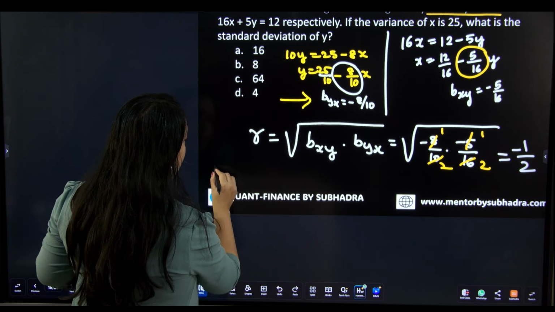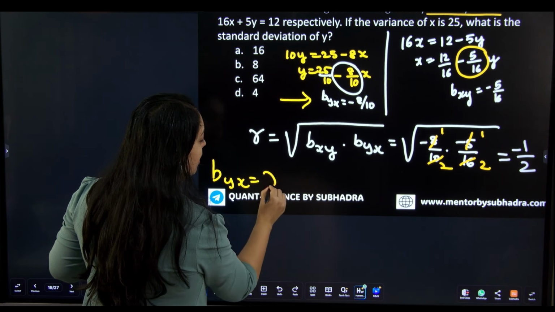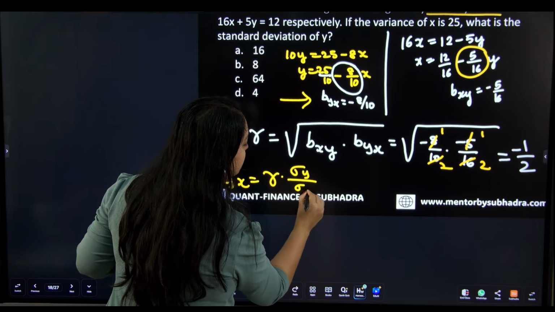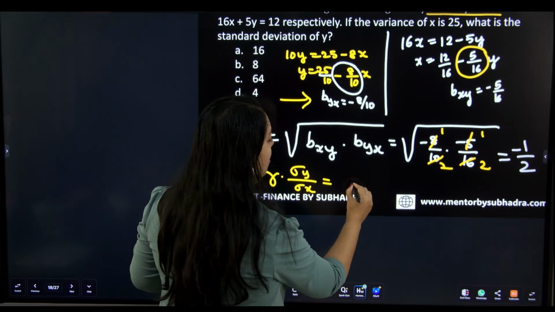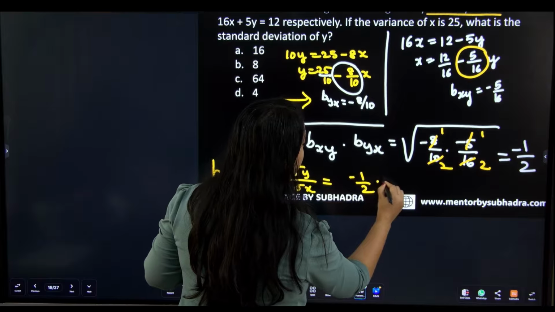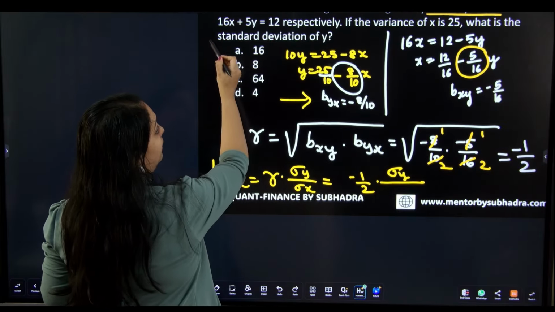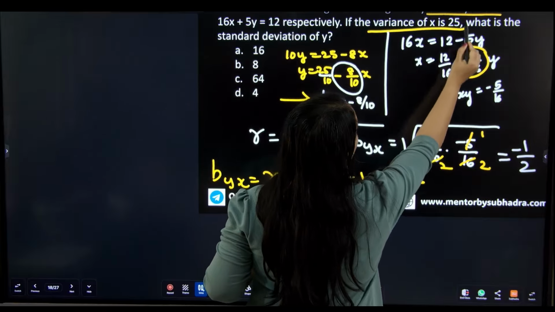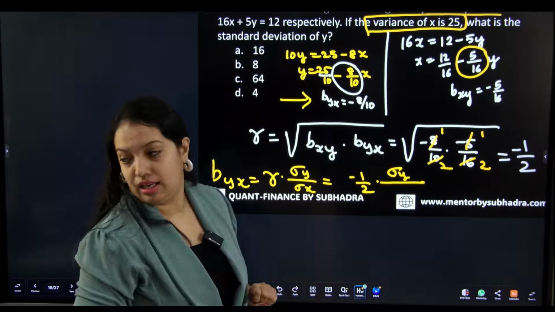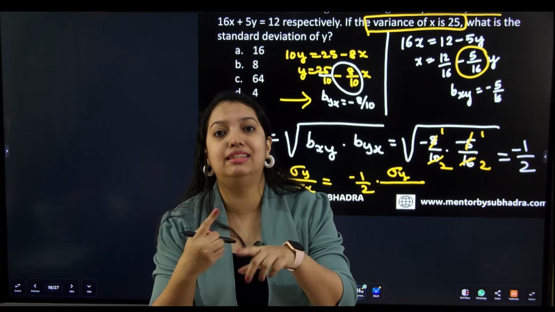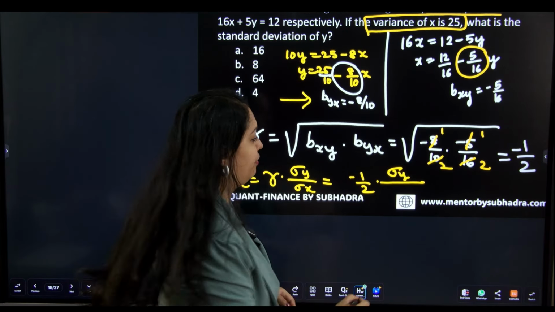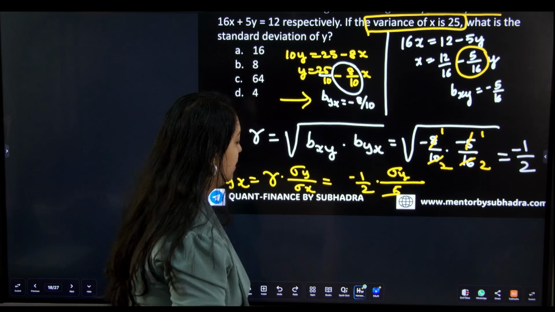So I am applying the byx formula, r into sigma y by sigma x. What is the r value I got? Minus 1 by 2 into sigma y, which I have to find. The sigma x value they have given in the question. See, variance of x is equal to 25. If variance of x is 25, what is the standard deviation of x? Root of 25, which is equal to 5. Let me write it down.